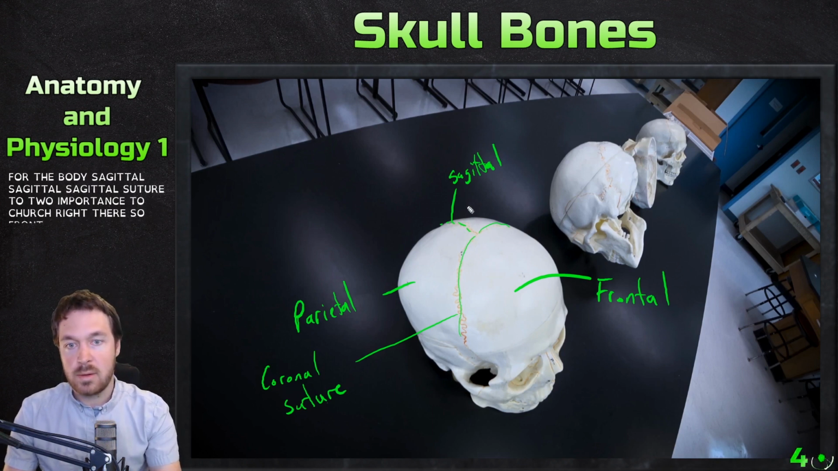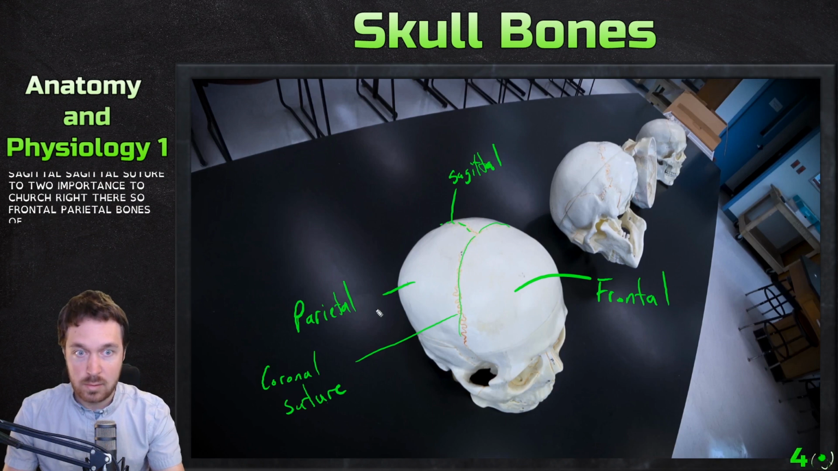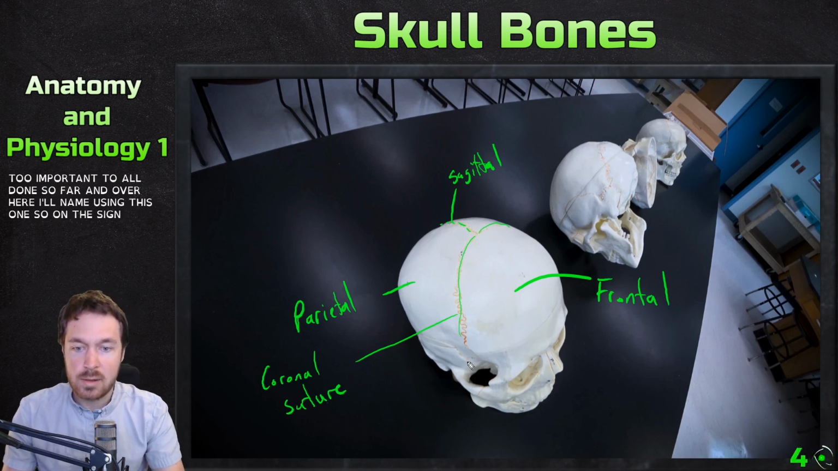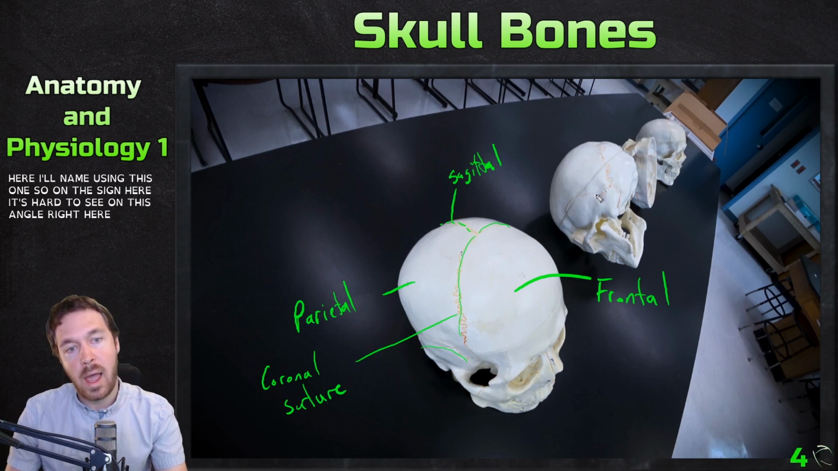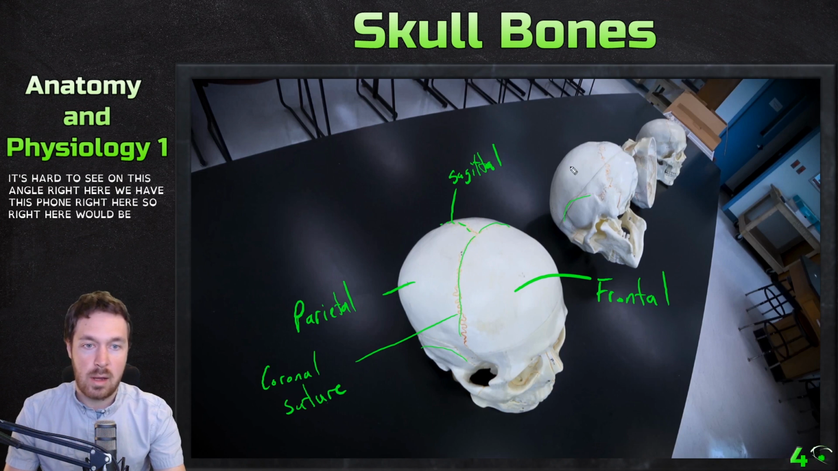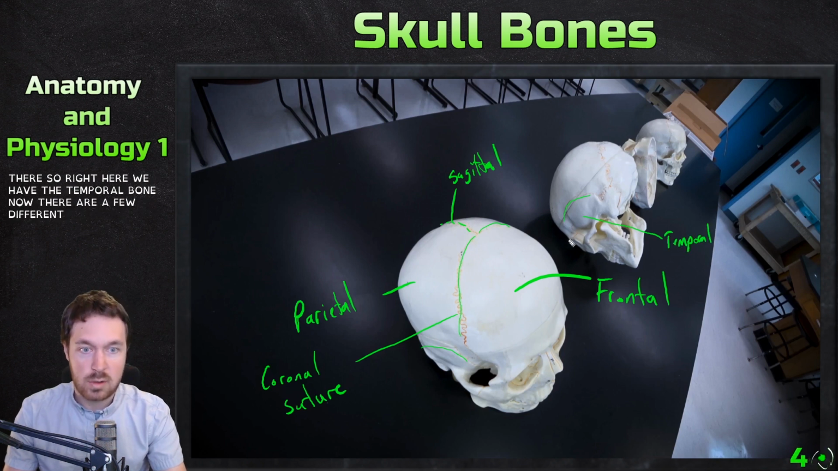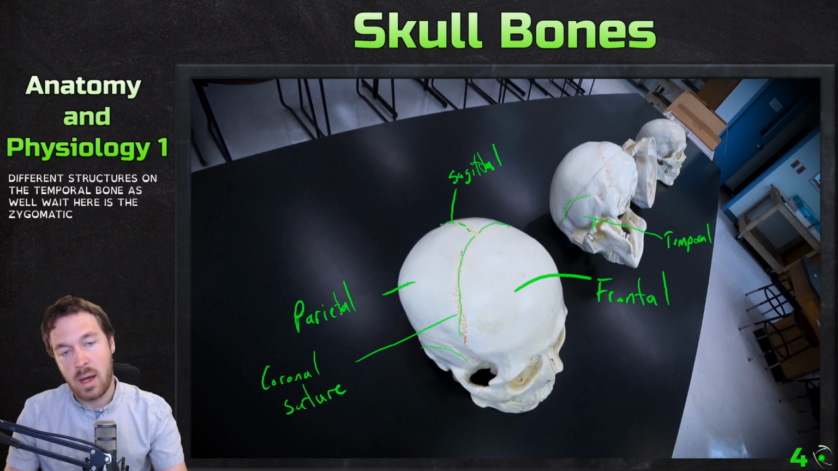So frontal and parietal bones, two important skull bones so far. And over here, I'll name using this one. On the side here, it's hard to see at this angle, but we have this bone right here. So right here would be the parietal, frontal right there. And right here we have the temporal bone. Now there are a few different structures on the temporal bone as well. Right here is the zygomatic process.